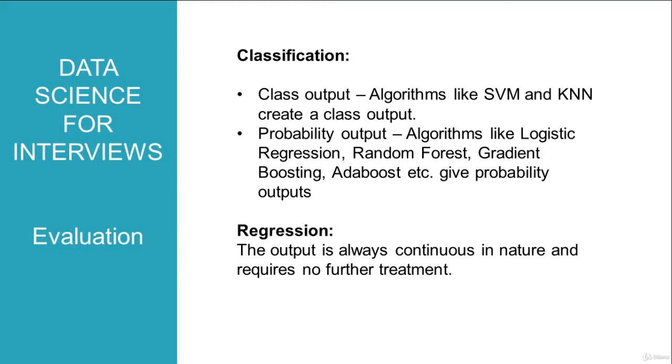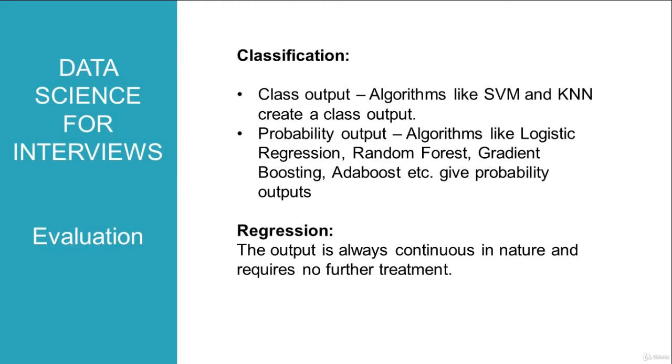For instance, in a binary classification problem, the output will be 0 or 1. However, today we have algorithms which can convert these class outputs to probability, but these are not really well accepted. And the second is the probability outputs. Algorithms like logistic regression, random forest, gradient boosting, etc. give the probability outputs, and converting probability outputs to class output is just a matter of creating a threshold probability.